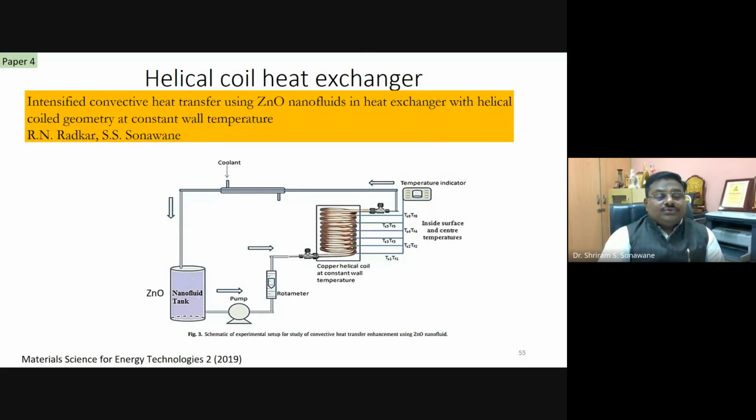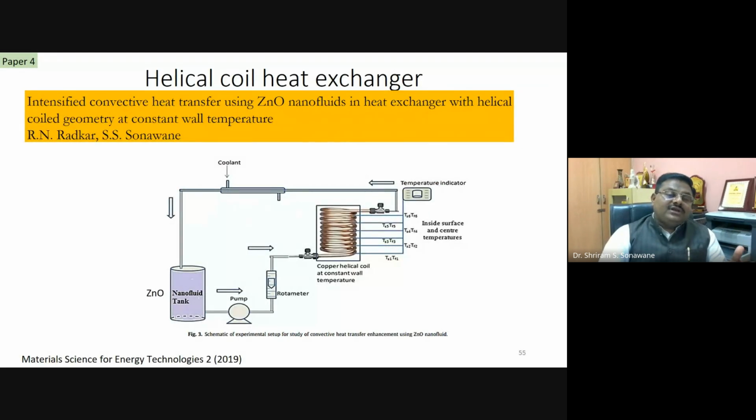We also studied a helical coil heat exchanger, intensifying convection heat transfer using zinc oxide nanoparticles in a heat exchanger with helical coil geometry at constant wall temperature. We also made this assembly. We made a helical coil heat exchanger with shell and tube arrangement, pumped nanofluid into it, and checked the effect of that, how much heat is exchanged from the shell to the tube side between nanofluid and hot water. We've seen that. Next slide.